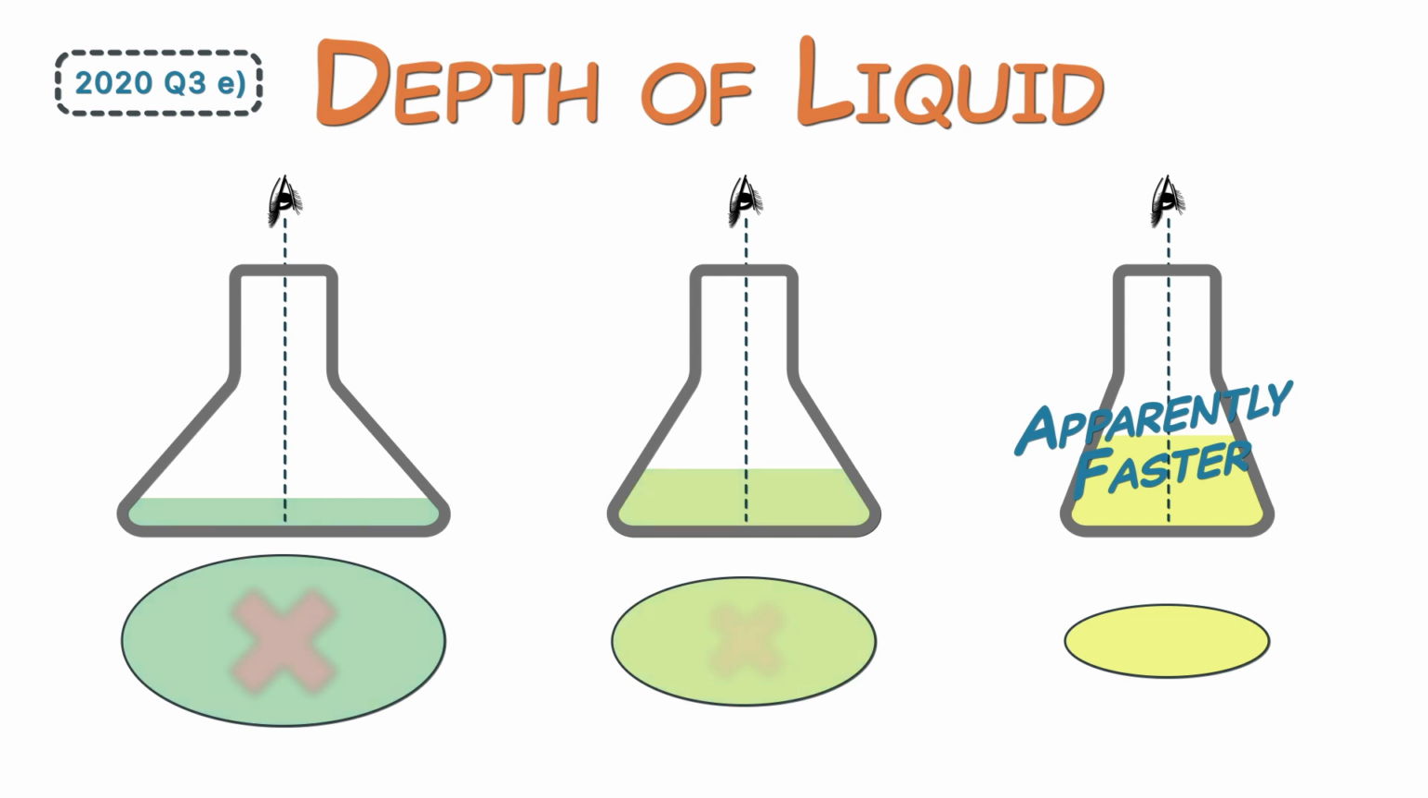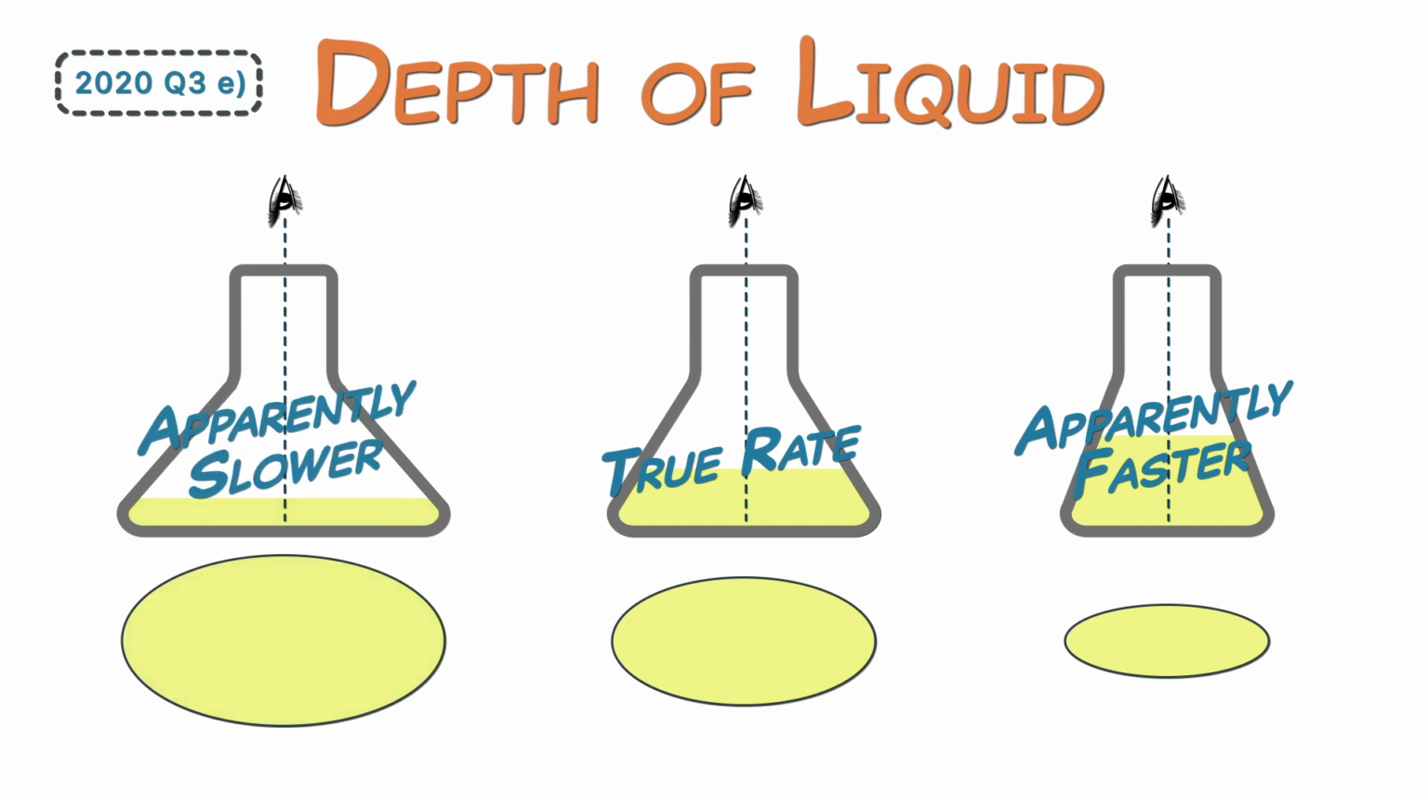We can consider perhaps the conical flask in the centre to have an arbitrarily true rate of reaction. Its cross will obscure next. The vessel on the left with the least depth of liquid will take longest to obscure, since it will require more precipitate and therefore more time to obscure the cross.